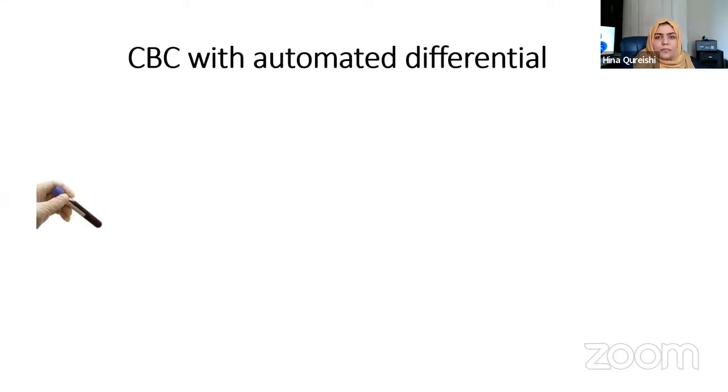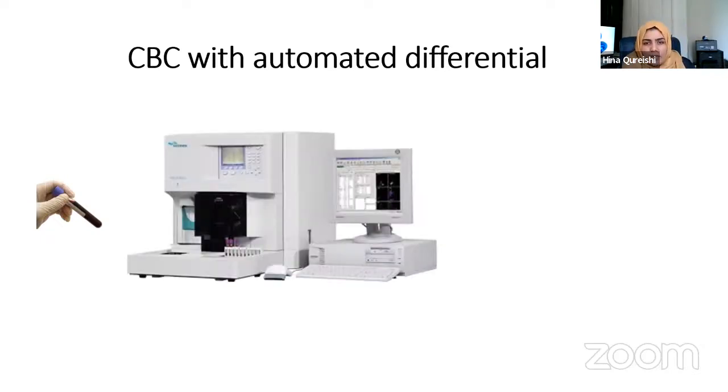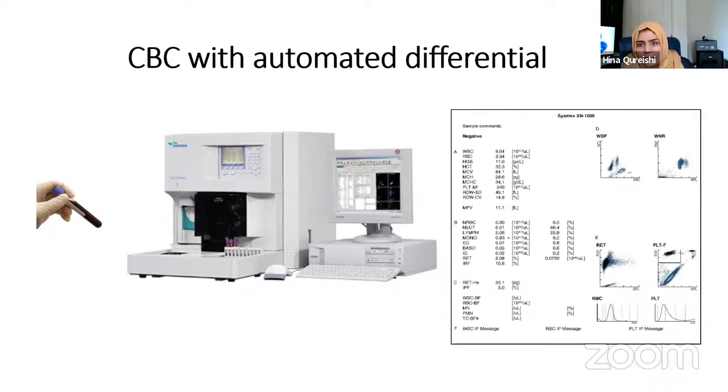So what happens when a CBC and automated differential is ordered? A tube of blood is sent to the lab, and one of the most commonly used commercial instruments in labs is the Sysmex. The Sysmex runs the CBC using all the technology, and a graph or report is generated by the instrument. This instrument report is something that the lab has access to, and there are certain things that are checked in this report before it is transferred to the patient chart or the clinician is able to see it.